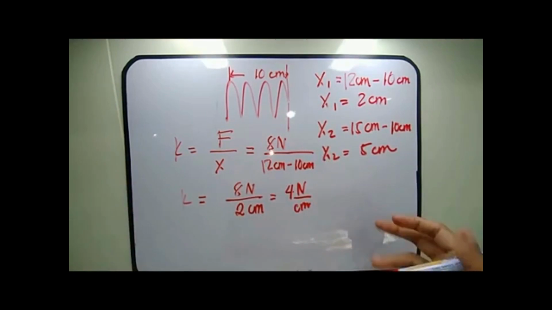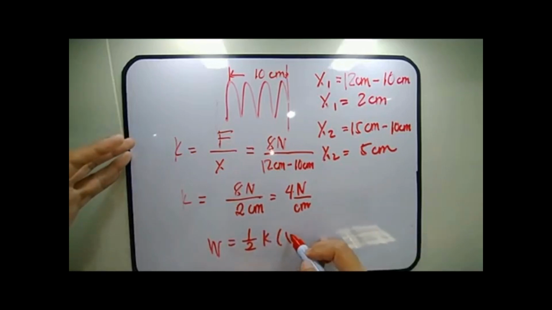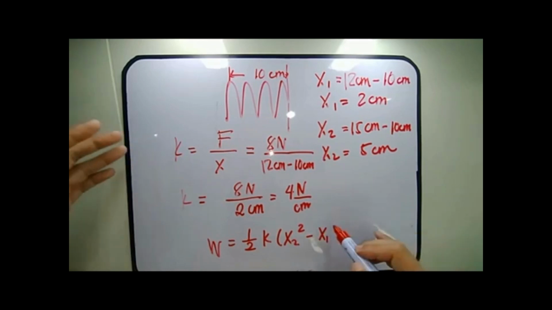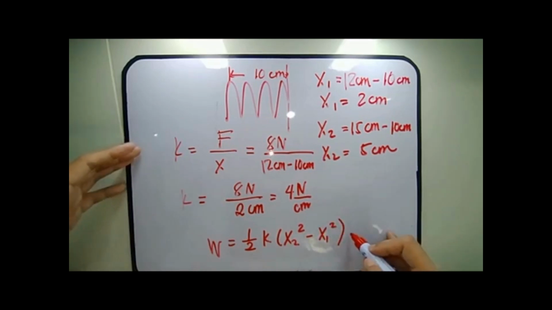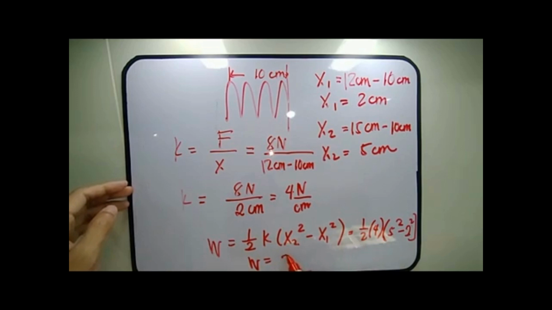So, we apply the formula we derived earlier. We have here work equals 1/2 K times x sub 2 squared minus x sub 1 squared. So, we apply the limits. We have here 1/2 K, so K is 4. x sub 2 will be 5, so 5 squared, minus x sub 1, that is 2 squared. So, work is, we have here 2 times 25 minus 4. So 21 times 2, so that is 42.